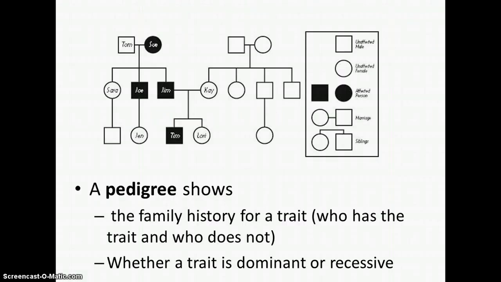Just for the basics, here is an example of a pedigree. A pedigree shows you the family history for a trait. So it tells you who has this trait and who doesn't. The trait could be a certain hair color, it could be a disease, it could be an eye color, it could be almost anything. The pedigree can also show you whether the trait is dominant or recessive.